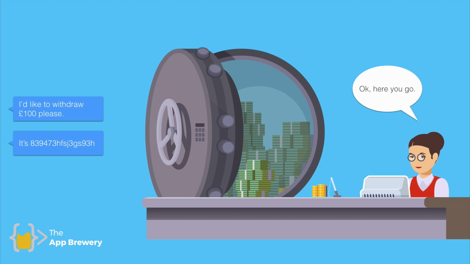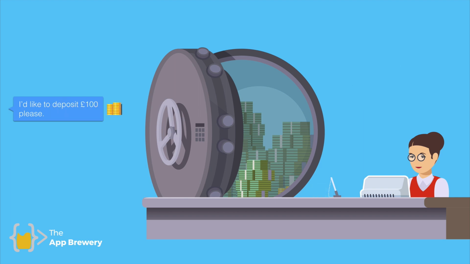Now, with APIs, you can do more than just get data. You can also put data into their database. So in the bank situation, you might want to deposit £100. And it's again that API that's going to handle this and take your data, verify it, validate it, make sure it goes to the right place, and then puts it into their own database.